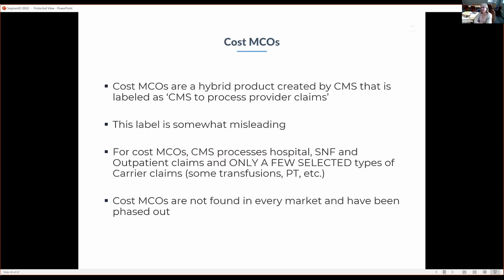There also is this old thing, and they've now been phased out, but you'll see them if you're using older data, which are called cost managed care. Cost managed care plans were this idea that CMS and the plans could share the efficiency. So it was based on a theory of how managed care worked and where the efficiency was. They were definitely market specific, and they were confusing.